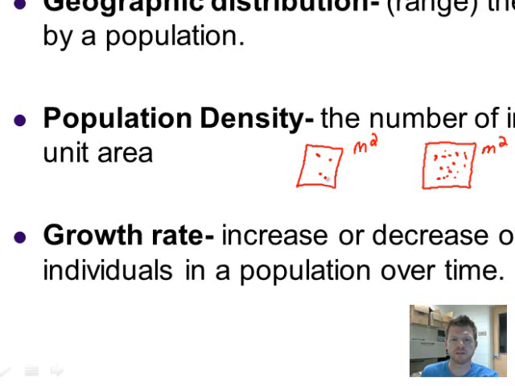Next thing is population growth rate. This is an increase or decrease in the number of individuals in a population over time. So we want to take a look at how many individuals are being added or removed from that population by birth or death or moving in and out.